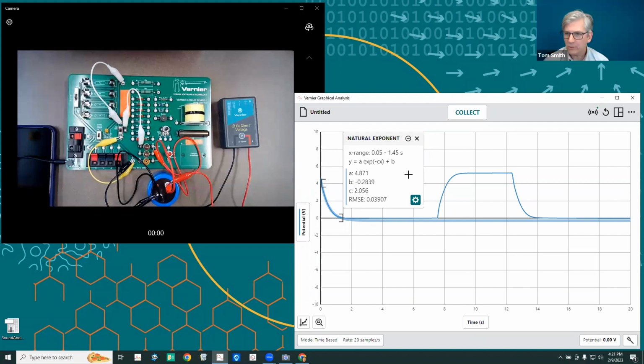And I'll also mention that we're using graphical analysis and our Go Direct sensors. These labs are certainly approachable from our other software and hardware options as well.